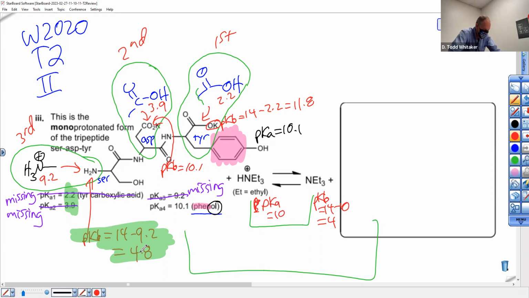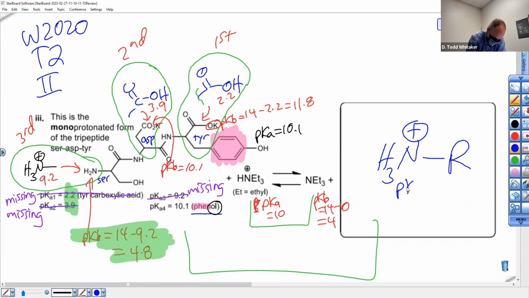So you guys need a way of not drawing this whole molecule. Many of you are going to be surprised when you get your test back. Here's what you're going to write. You're going to say, because you saw it on my test, you think it's okay on your test. You're going to write R NH3 plus, and you're going to write down pKa equals 9.2. For part A, you're going to get 1 out of 2.